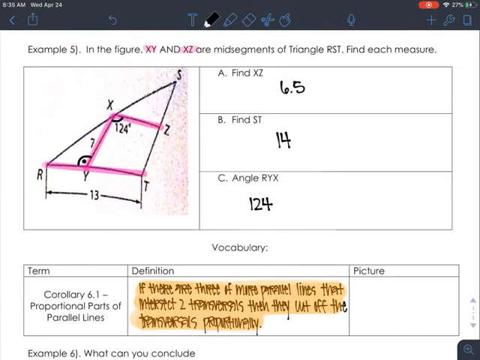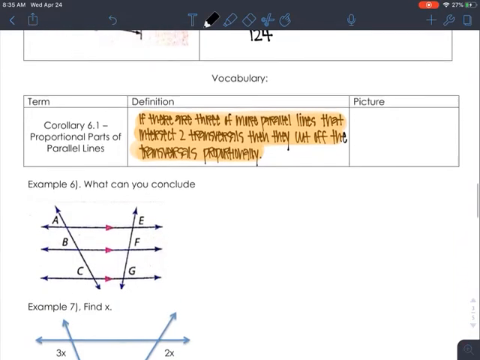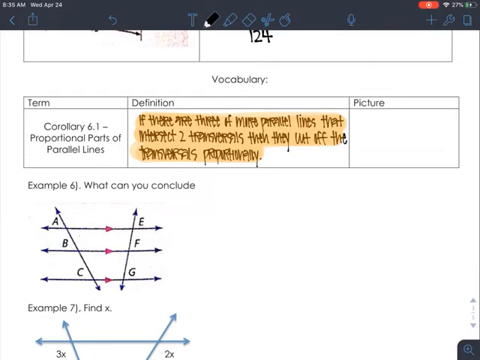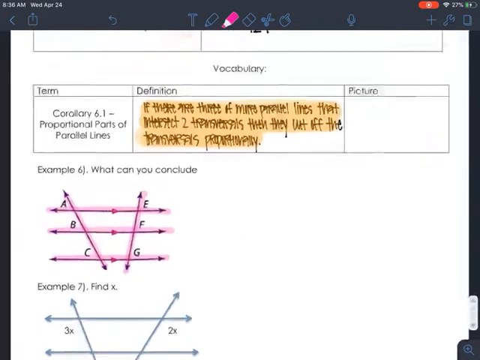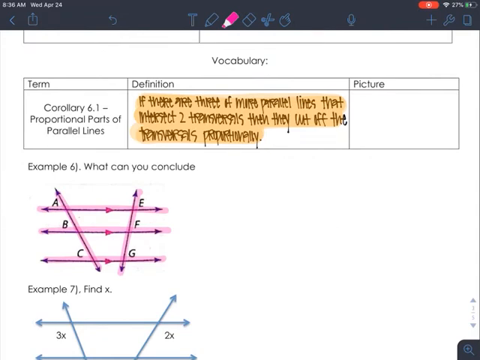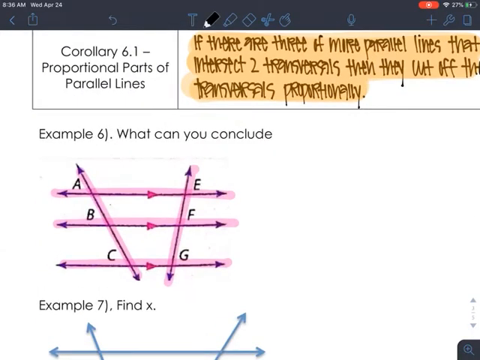Okay? All right, now our next set is this corollary 6.1, all right? And it says that if there are 3 or more parallel lines that intersect 2 transversals. So let's pause there. If you look at this example 6, we have 3 parallel lines, all right? And our 2 transversals are this line AC and this line EG, all right? So this picture right here is a direct representation of this corollary 6.1. But what that corollary 6.1 is saying is that it cuts the transversals into proportional segments, right?